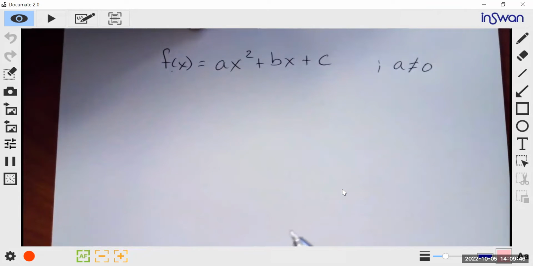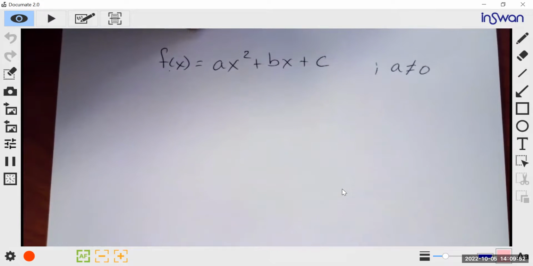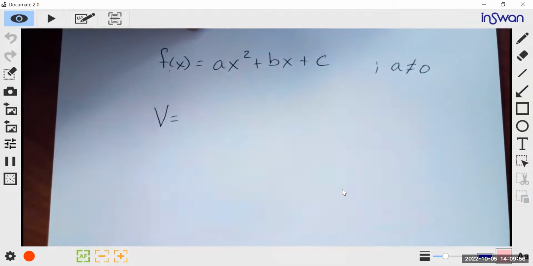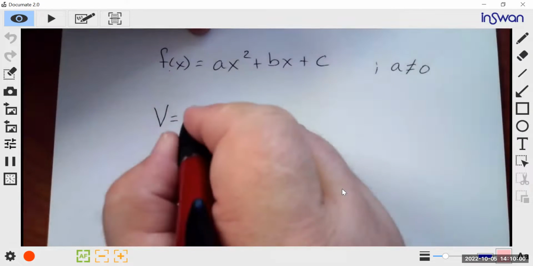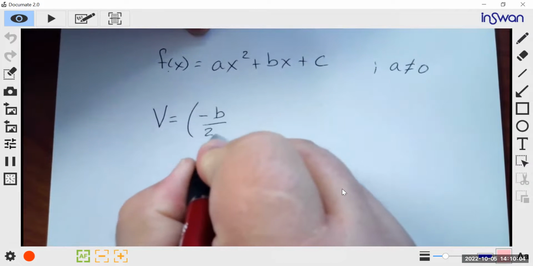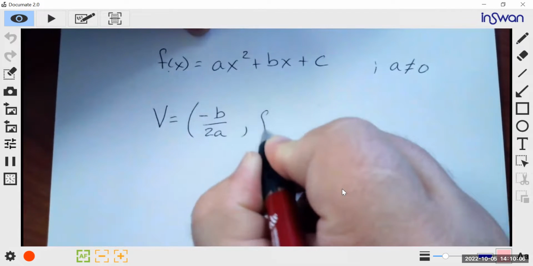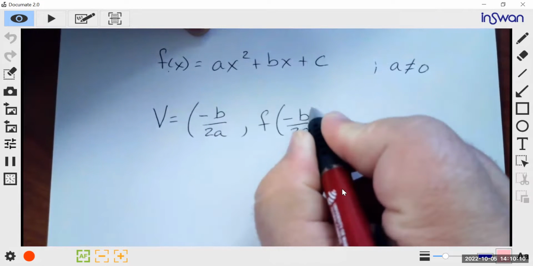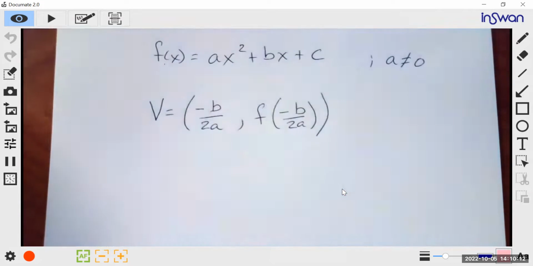Is the graph going to be any different if it's in this form? No, it's still going to be the same function. But the vertex changes. That's how you find the vertex if it's in this form.